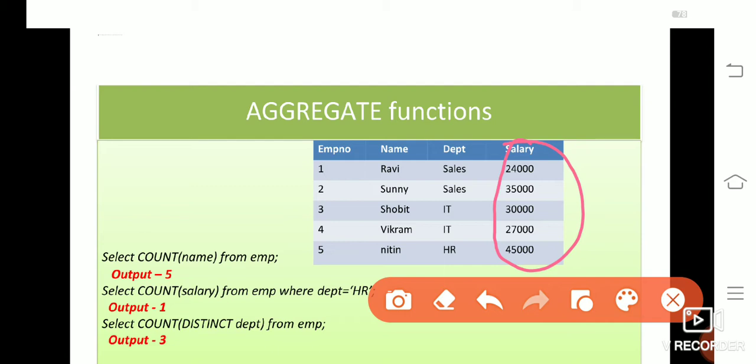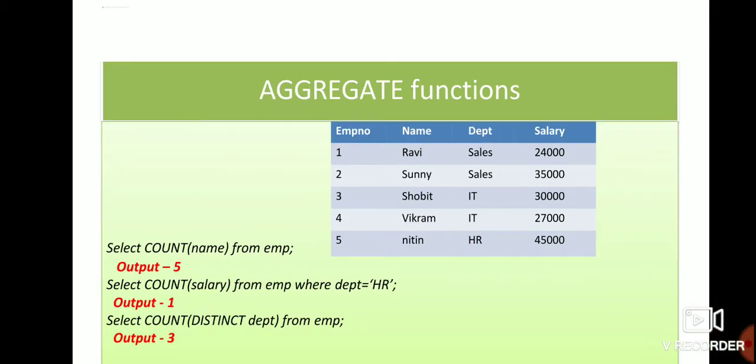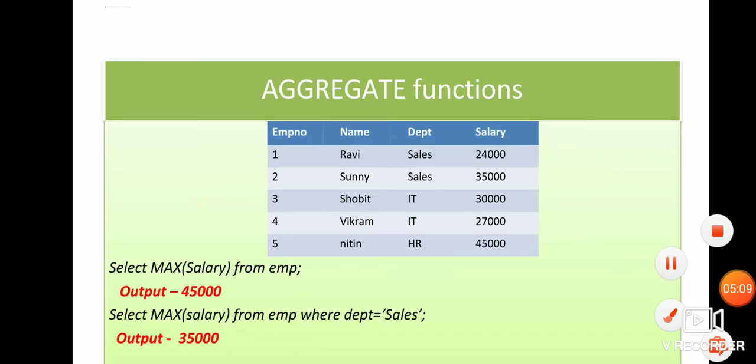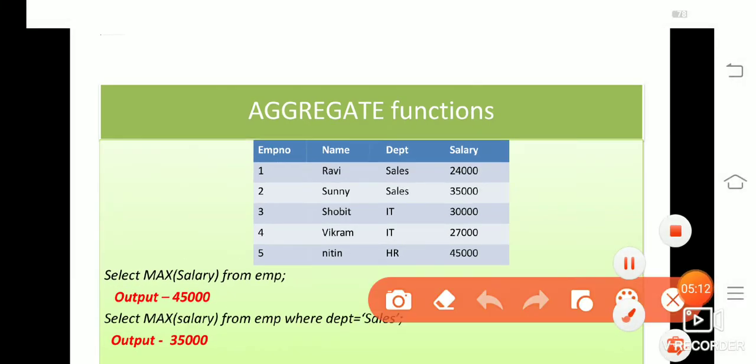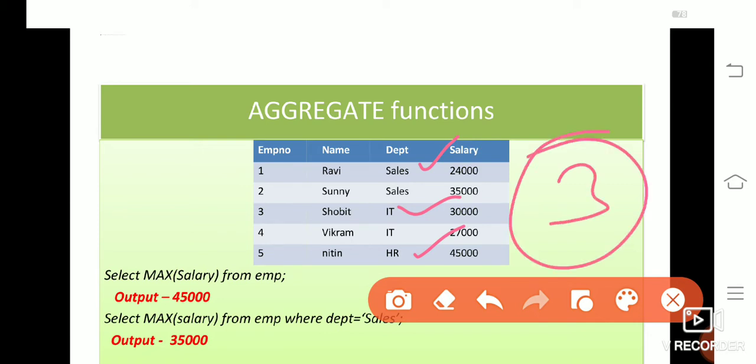Okay, if I want to give some condition, like select count salary from employee where department is equal to HR. How many HR departments are mentioned? Only one. So one will be the output. Next is select count distinct department from employee. How many distinct departments are there? Distinct means unique departments. First one is sales, second one is IT, and third is HR. So we have only 3 distinct departments.